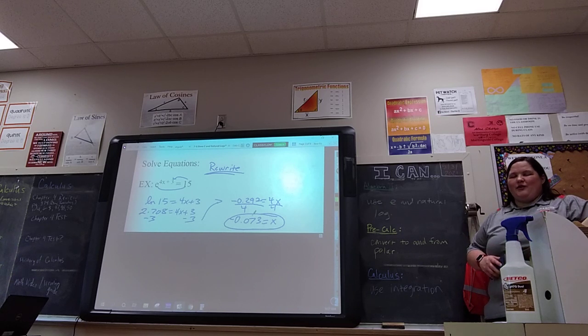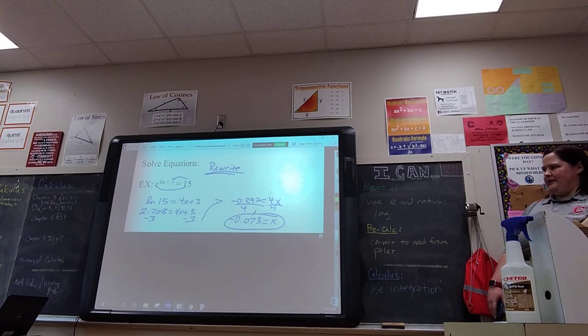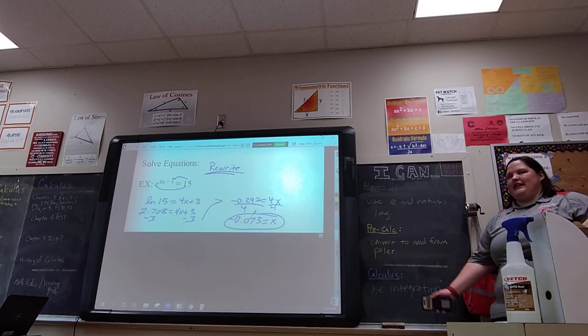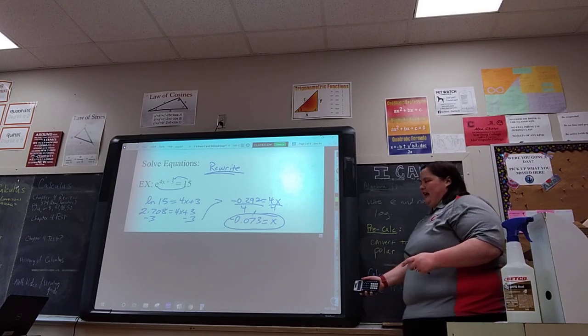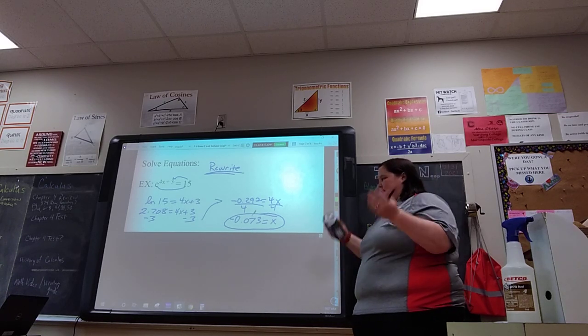I will say with these types of equations, you are going to be looking at some kind of strange decimals, just like we were when we solved the exponential equations, because ln and e always give you a decimal, because e is already a decimal, and then e is the base of ln, so they're all decimals all around.